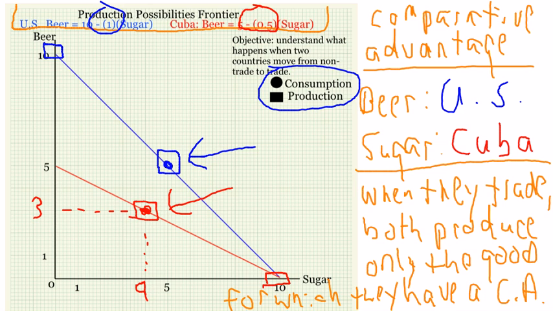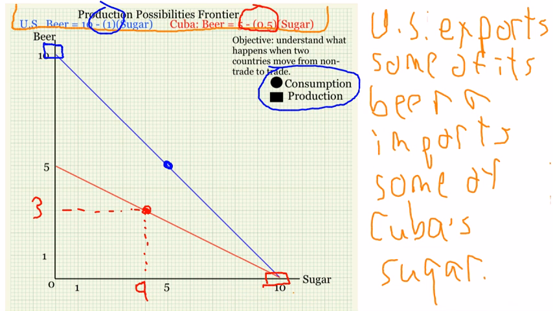And so each country has plenty of the good that they have a comparative advantage in, but they don't have any of the good for which they don't have a comparative advantage. So what they do is they take the only good they're producing, that they're making a lot of, and they trade it for the thing that they're not very good at producing. The U.S. has lots of beer, it needs sugar, so it's going to export some of its beer to Cuba, trade some of that beer for Cuba's sugar, and import sugar into the U.S. If you look at it from Cuba's point of view, Cuba's exporting sugar to the U.S. and importing some of the U.S.'s beer.